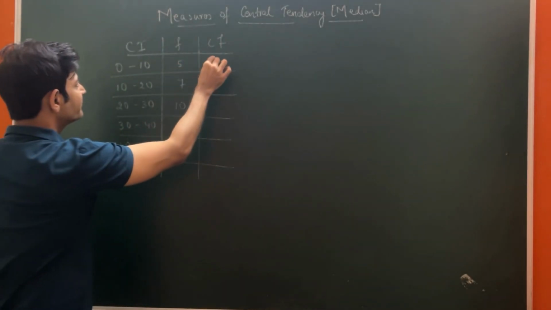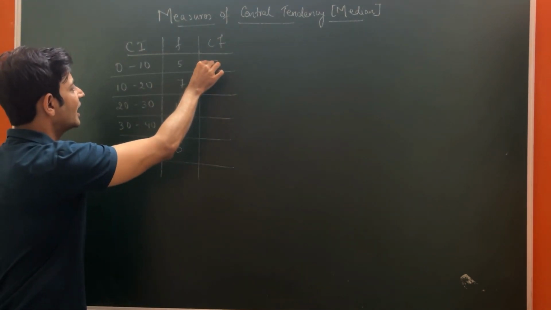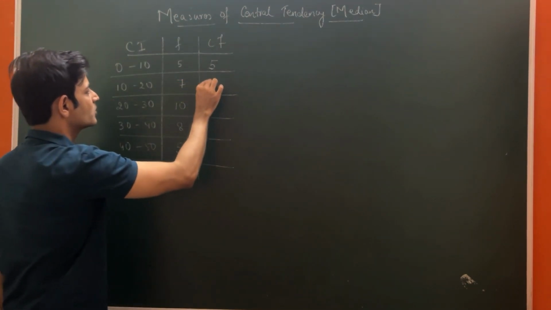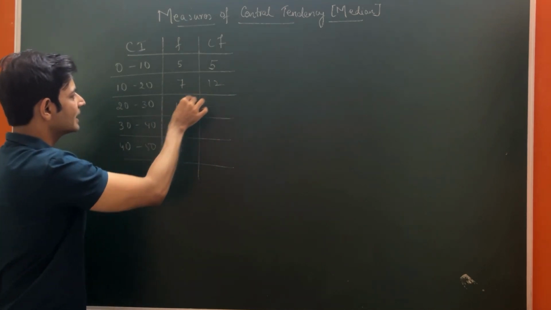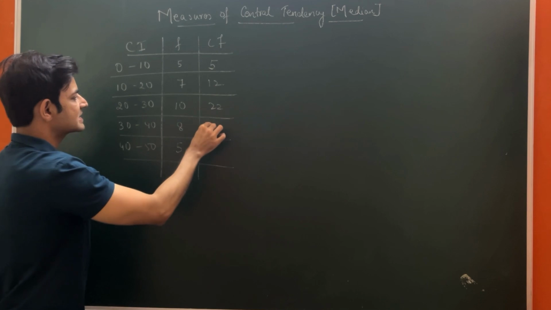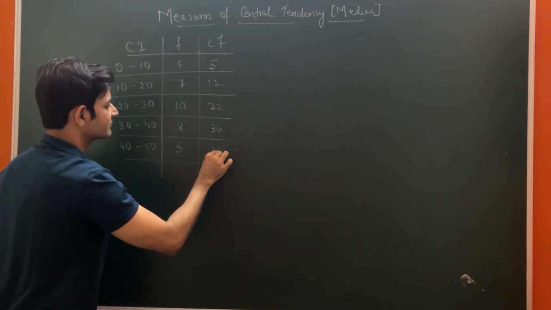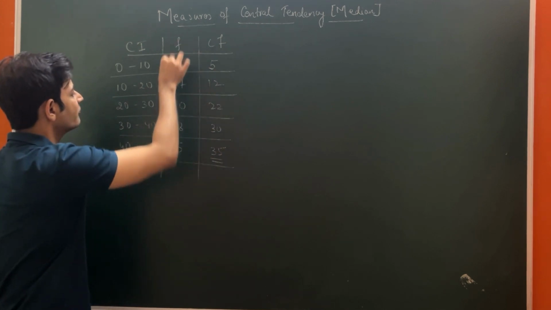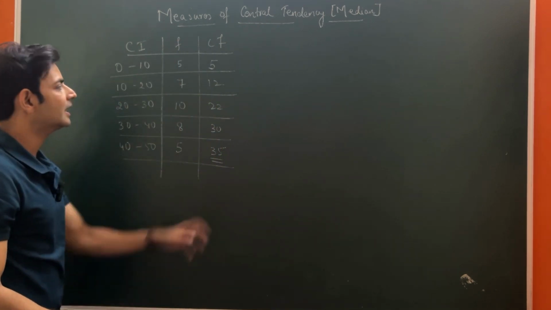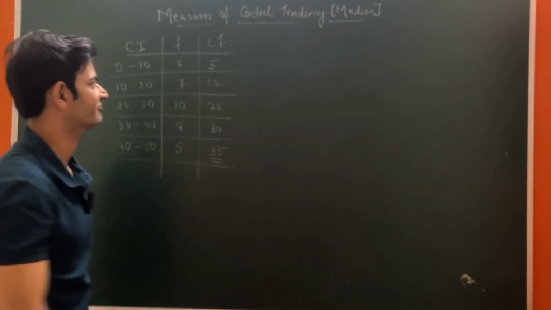We write the first term as it is, that is 5. Now my second term will be 5 plus 7, which is equal to 12. 12 plus 10, which is equal to 22. 22 plus 8, which is equal to 30. And 30 plus 5, which is equal to 35. So 35 is the sum of all the frequencies. Now based on this data, we will try to plot a graph.